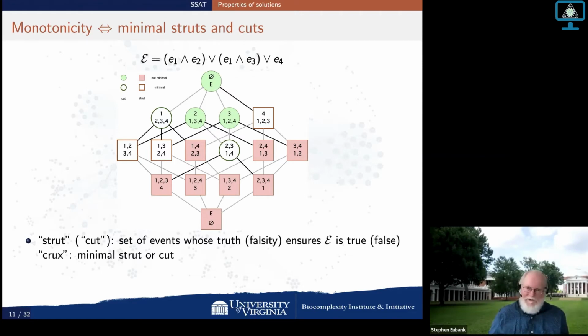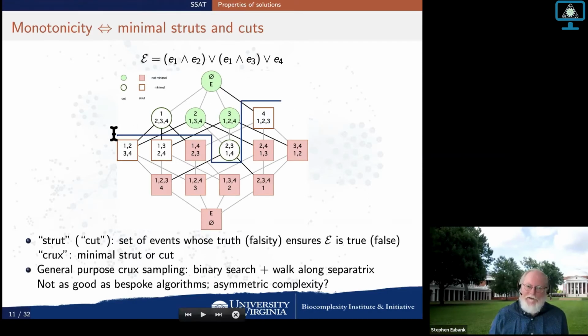The thing about monotonic systems is that you can draw this separatrix as a continuous curve that cuts across the entire lattice, such that everything above it is a circle and everything below it is a square. And that means that there's actually a very general purpose way you can sample the minimal cruxes. First, you find out where the separatrix is. You can take any random path from here to there through the lattice and do a binary search along that path until you find out where the separatrix is. Then you can walk along the separatrix until you find something that's actually minimal. Now, this is never, ever going to be as good as a bespoke algorithm. For example, if your expression is something about existence of a path from S to T, there are pathfinding algorithms that'll do much better than this, but it's general purpose. So I know that I can sample from these minimal cruxes with some effort for any expression that I've got.